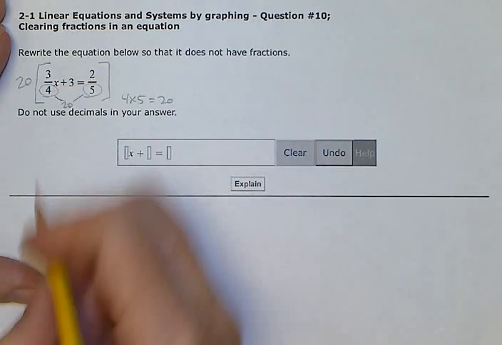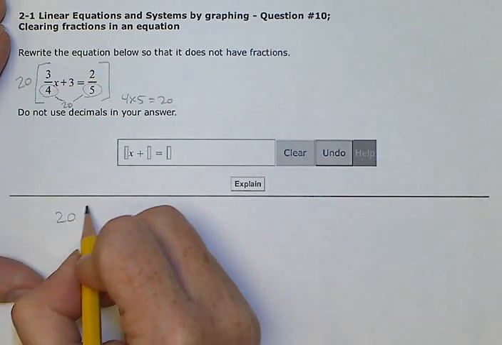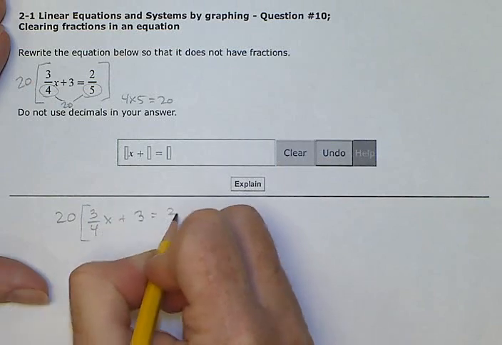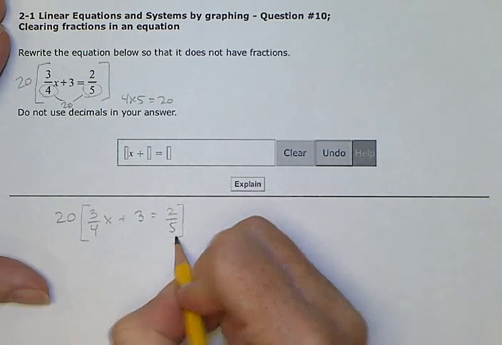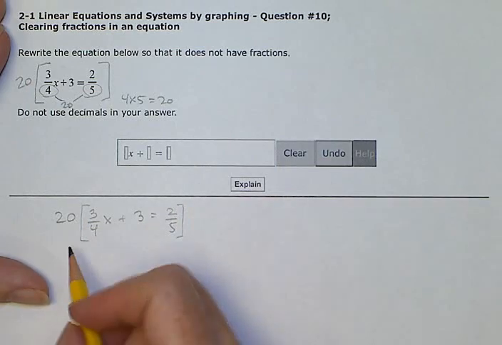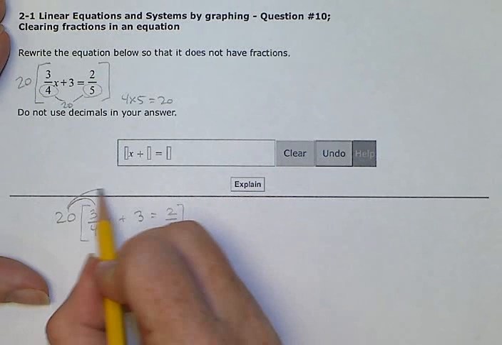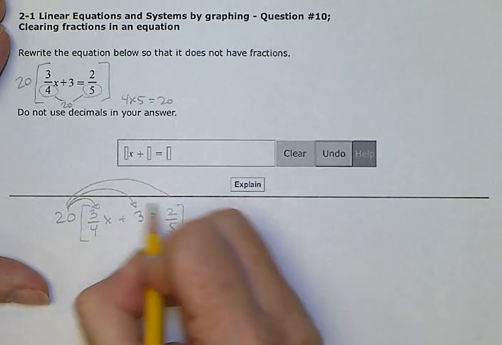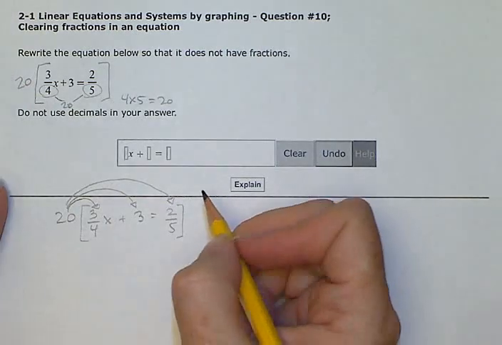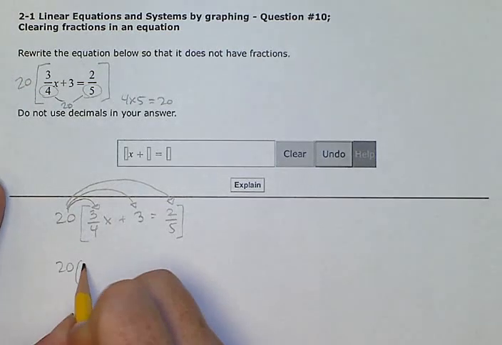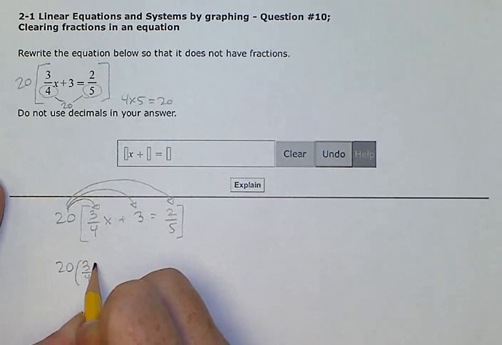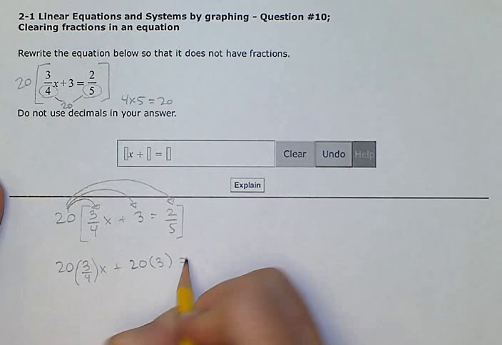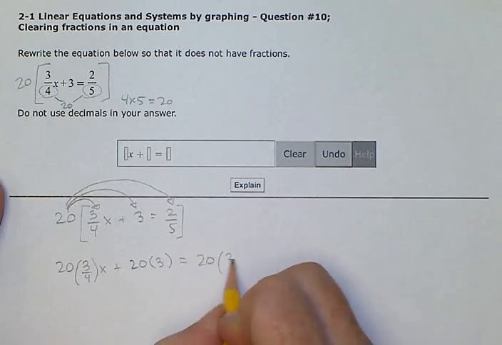I'm going to rewrite it down here. 20 times 3/4 x plus 3 equals 2 over 5. So next I'm going to distribute that 20. That means I have to multiply each term by 20. This term and this term and this term. Okay, so I have 20 times 3/4 x plus 20 times 3 equals 20 times 2/5.